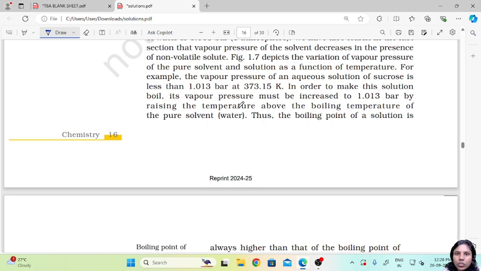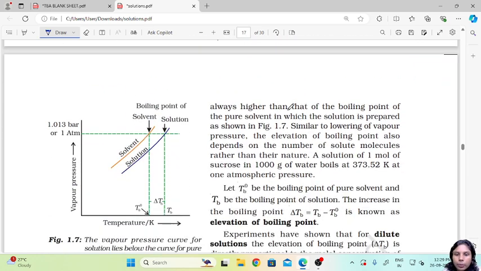But on adding sucrose, what has happened? Its vapor pressure has reduced. So that means if its vapor pressure is reduced, its boiling point will increase. You have to heat it more so that its vapor pressure reaches 1.013 bar.